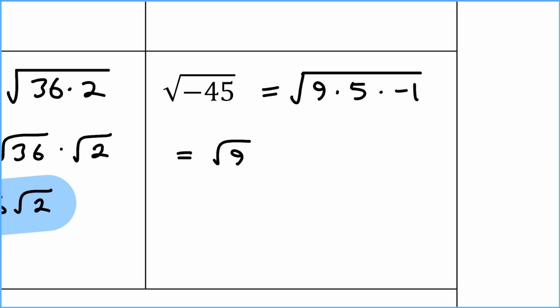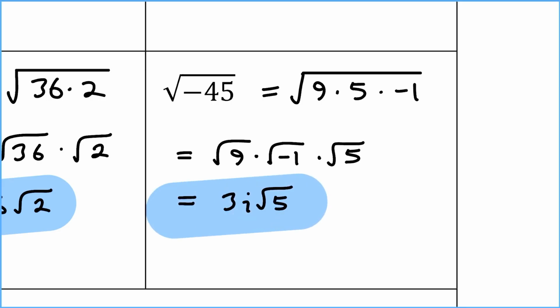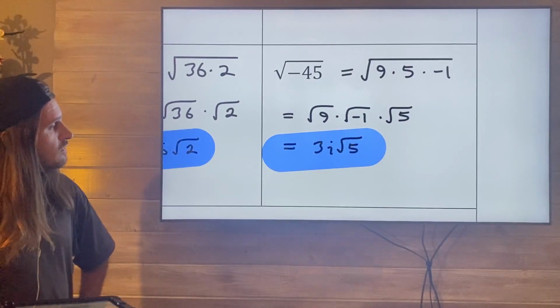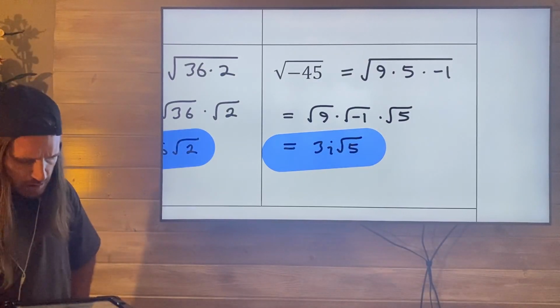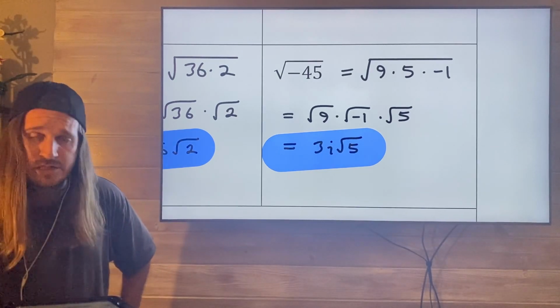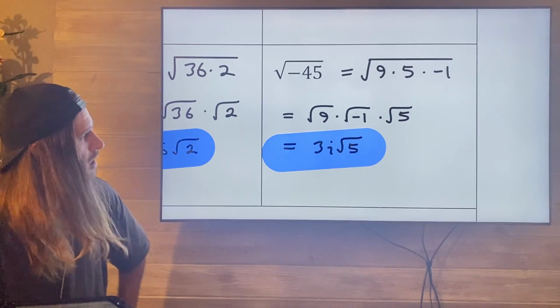We have the square root of 9, and I'm going to put the i in the middle here. It's just standard practice. You can rearrange these. The square root of 9 is 3, the square root of negative 1 is i, and root 5 cannot be simplified. So you would leave it like this: 3i root 5. And that's how you simplify a square root, a radical.